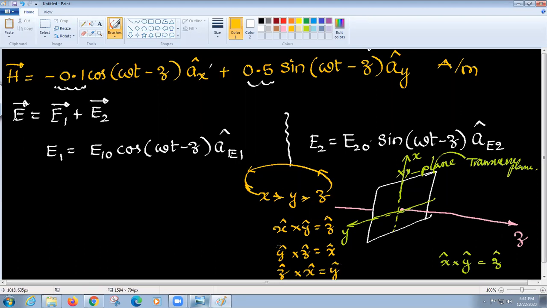This is what a right hand system is, we already know this. Now it's very simple to find out: if H is along X and the wave is going along Z, so this must be what now? AE. Yeah, this must be AE. It's very simple.